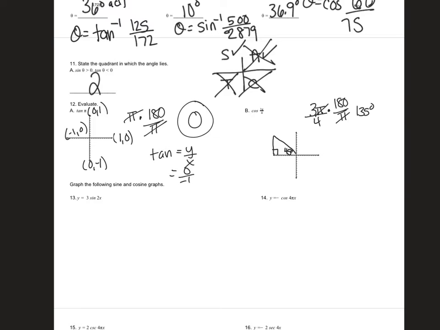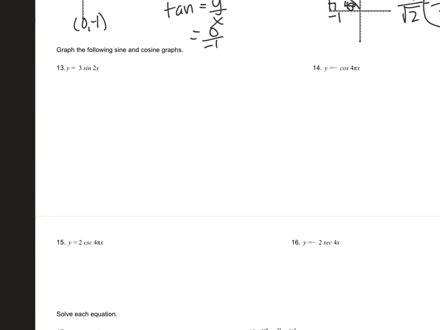45, 45, 90 is going to be 1, negative 1, and root 2. So cosine is adjacent, which is negative 1, over hypotenuse. So we know that simplifies to negative root 2 over 2. All right, let's go ahead and graph some graphs.